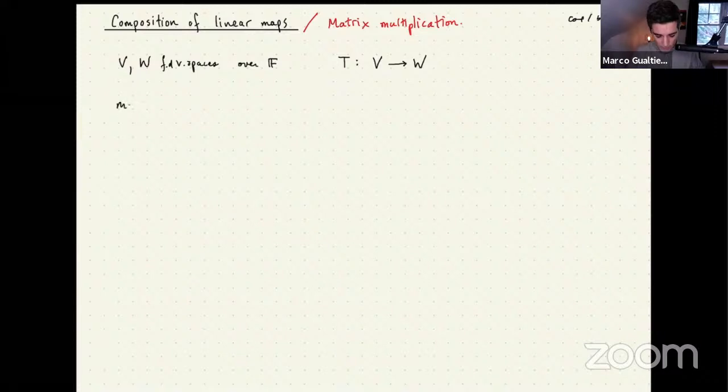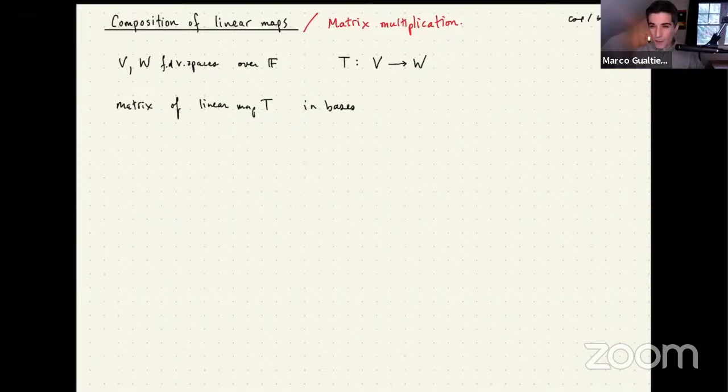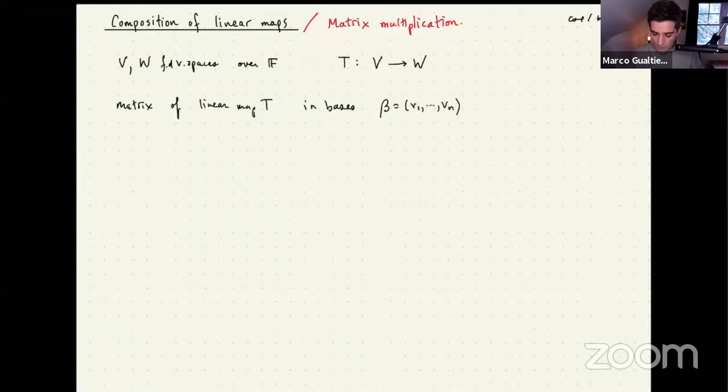So the matrix of the linear map T relative to the bases, let me choose bases now. Let me call beta, v1 up to vn, a basis for V. And let's assume that gamma, which is w1 up to wk, is a basis for W.